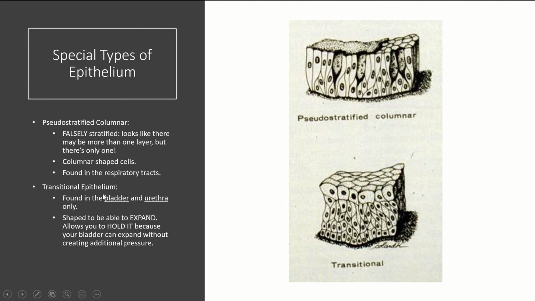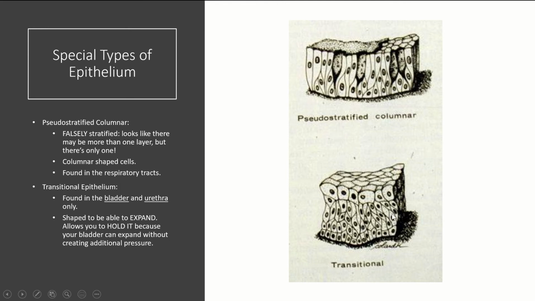When we think about the organs that it lines, the bladder and the urethra, remember the bladder is what's going to hold your urine, and it can hold it for extended periods of time. The reason it can do that is because it can increase in size without increasing the pressure. Your bladder can go from very small to almost 3 times that size very easily without increasing the pressure. That's very important in allowing you to hold it for urinary continence.